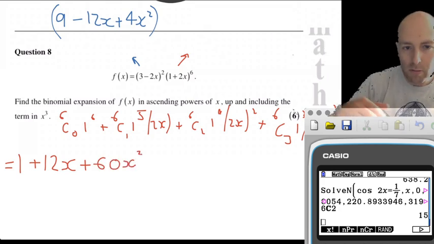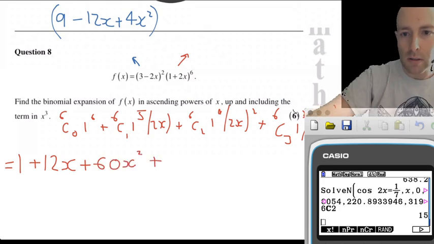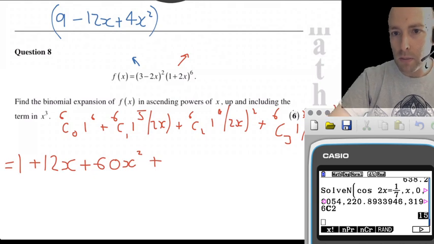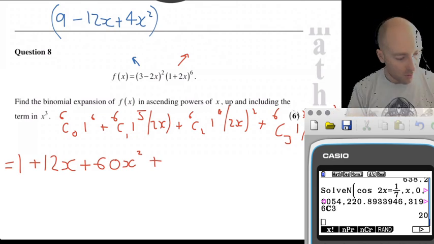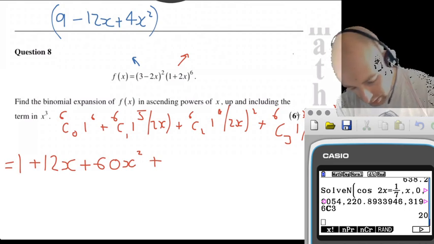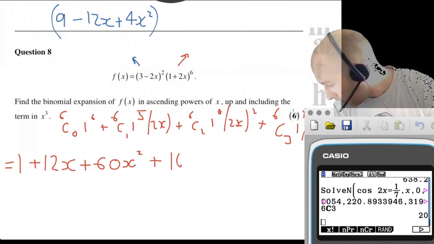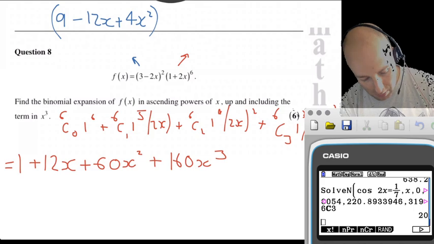And 6C3, I think might be 16 as well. So if you just go up, be lazy, don't find it again. 6C3 gives me 20. So 20 times 2 cubed is 20 times 8. It's 160x cubed. So that's my expansion of the red bit.